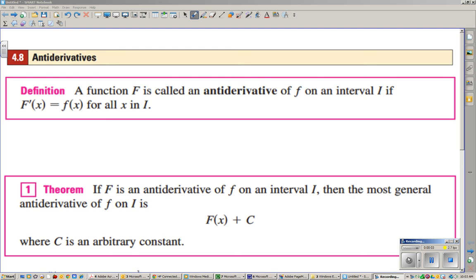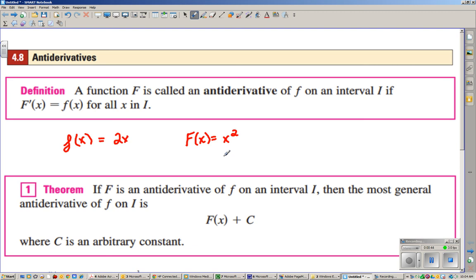Good morning. We're going to talk about antiderivatives, Chapter 4, Section 8. And an antiderivative is the reverse, you might say, the inverse of a derivative. It is, in fact, where a derivative has come from. If we have something simple, like 2x, and 2x is a derivative, we recognize that it came from x squared.